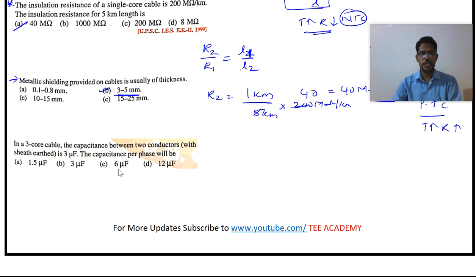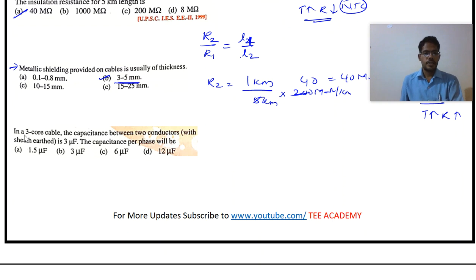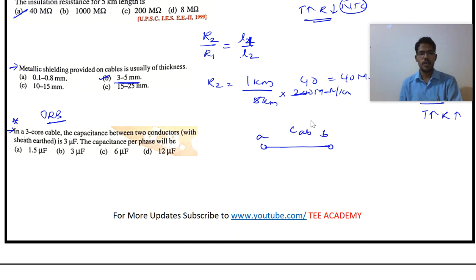And one more question from the same topic: in a 3 core cable, the capacitance between two conductors with the sheath earthed is 3 microfarads. What is the capacitance per phase? The reason I have taken this question is that it was asked recently in the teachers recruitment board polytechnic examination, and it is asked in a lot of Transco Genco examinations also. So see here, the capacitance between the two conductors is C, let's say AB. So CAB is given as 3 microfarads.